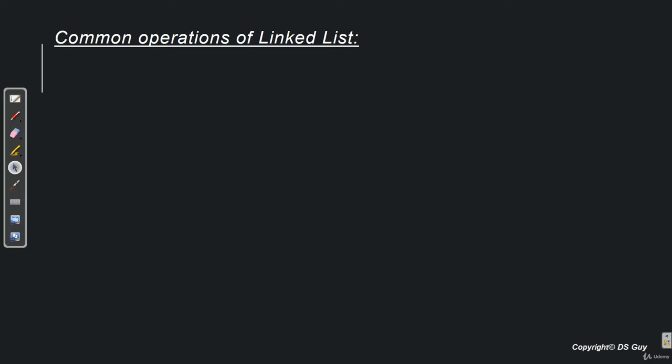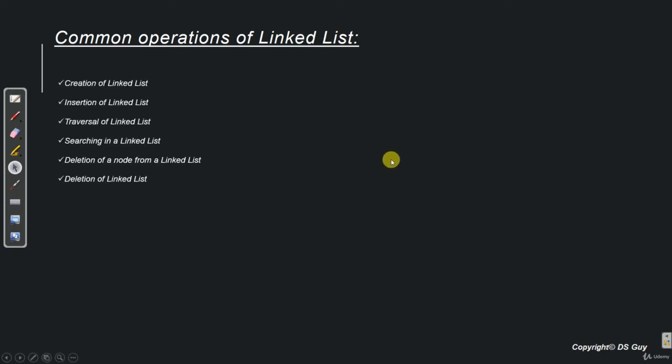Now with this video we'll start the next subtopic, that is, what are the common operations that can be performed on a linked list? So basically there are 6 operations that can be performed, that is creation of a linked list, insertion of a node in a linked list, traversal of a linked list, searching for a given value in a linked list, deletion of a node from a linked list, and finally deletion of the entire linked list.